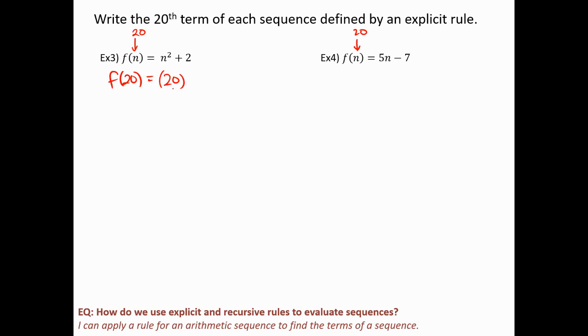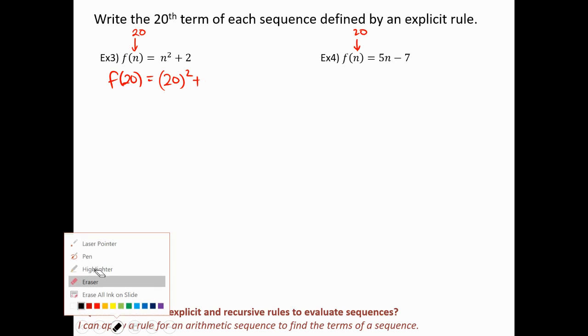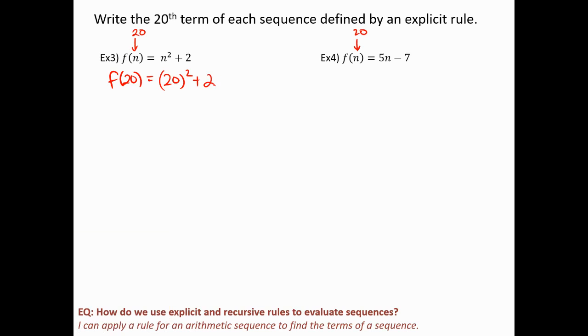So I get 20 squared plus 2. But actually 20 squared is not too bad. That's going to give me 400 plus 2. I get 402. So I have kind of skipped writing the f of 20, but this should really be f of 20 every single time. So this tells me the 20th term is 402.